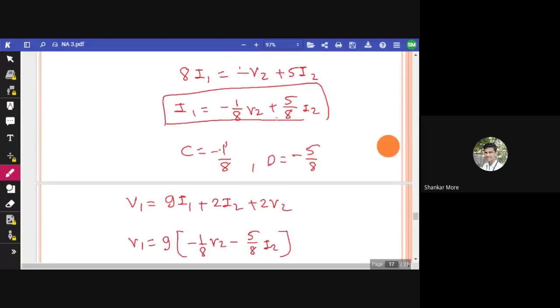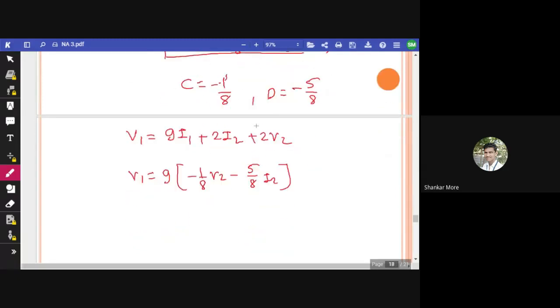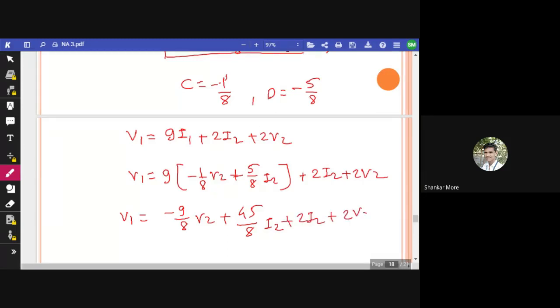Or it is positive. Yeah, it is positive here. So it should be positive, guys. All right. And then plus 2I2 plus 2V2. Now solve further. It would be minus 9 by 8 V2 plus 9 5s are 45 by 8 I2 plus 2I2 plus 2V2.